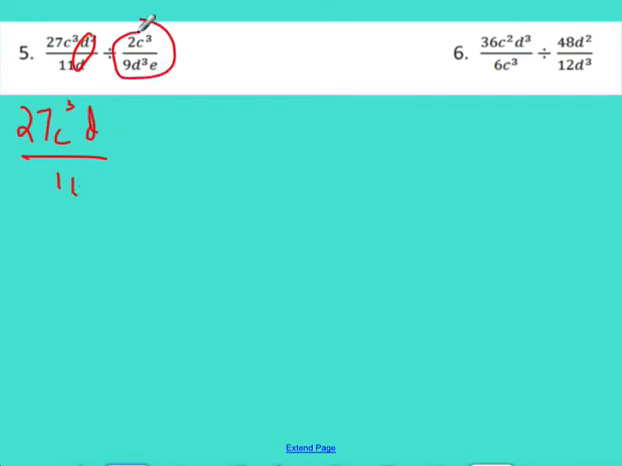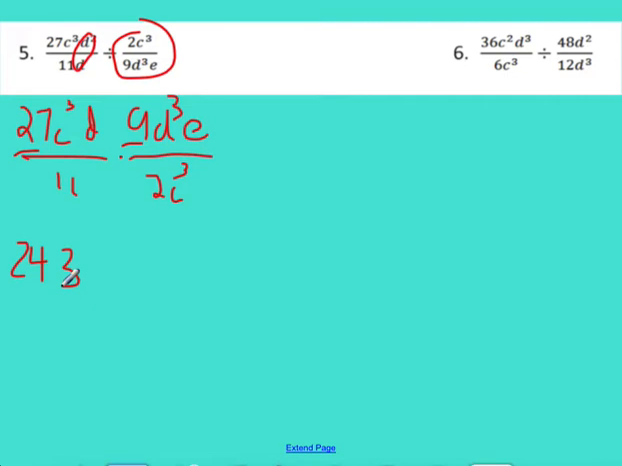Then there's nothing I can simplify in this second fraction, so I'm going to go ahead and multiply and flip it. So when I multiply and flip it, then we're going to have 9d cubed e up top divided by 2c cubed on the bottom. So now I need to go ahead and multiply across. Well, 27 times 9 is going to give me 243.